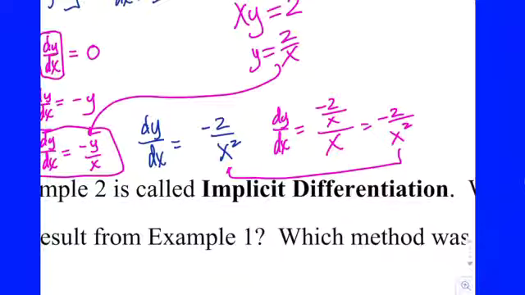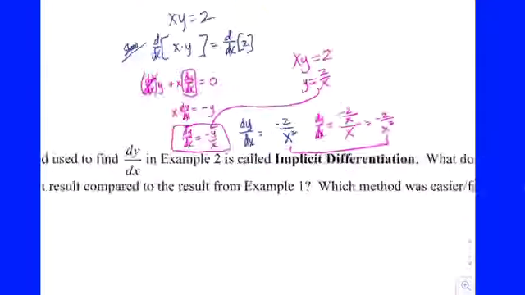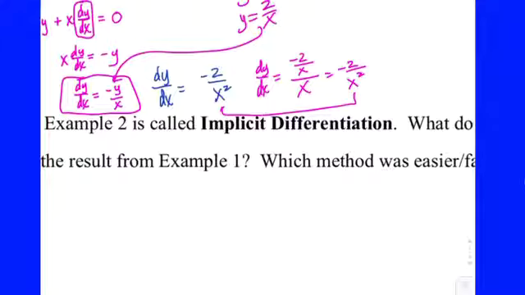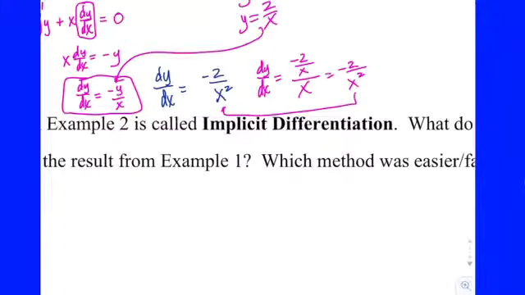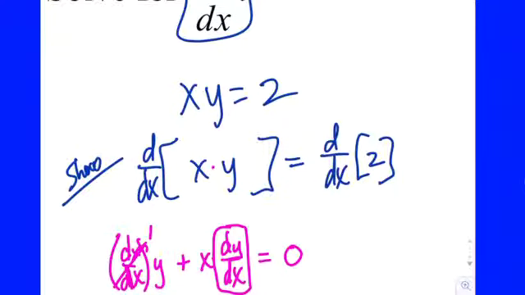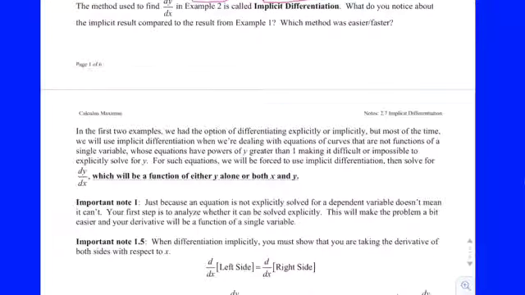So what we just did is we proved that they are both viable methods, okay? So what we did in example 2 was called implicit differentiation. We're taking a full-on derivative, but we're doing it on an equation that is not explicitly solved for y in terms of x. And so we did it, they call it implicitly. Done.